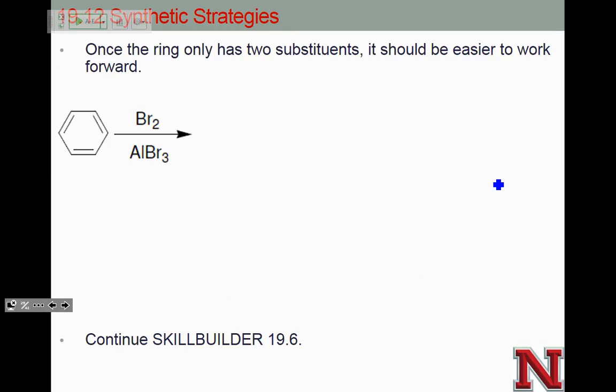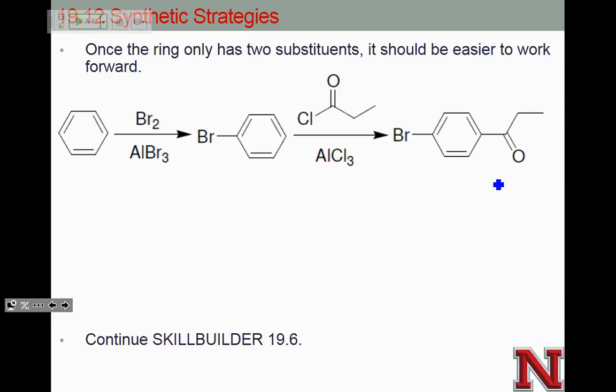So if we had our Br2 first, then that is going to be ortho-para directing, and then we can add our acylation. Now we can't do acylation first, because acylation is meta-directing. So if we do our acylation first, our bromine won't add in the correct position. Now this isn't blocking any of our problems. We are not doing acylation with a moderate or strong electron withdrawing group present.